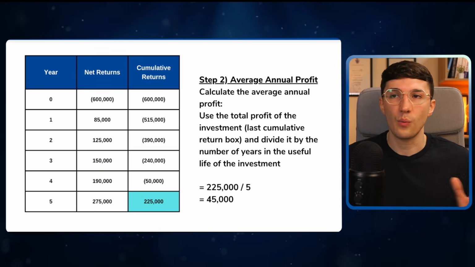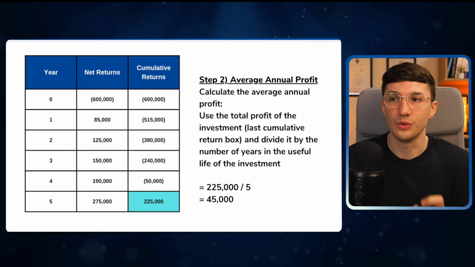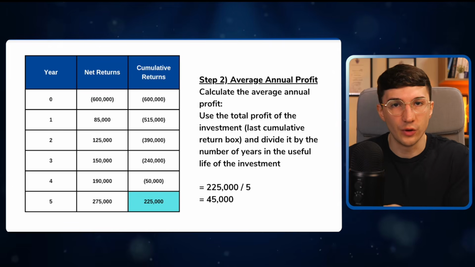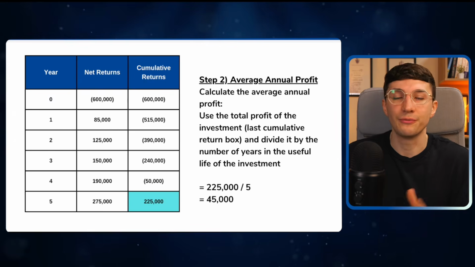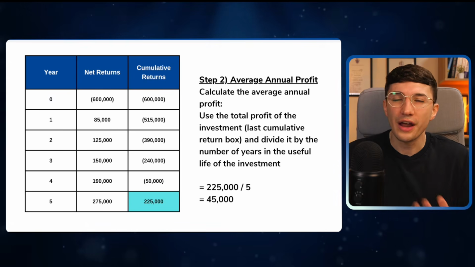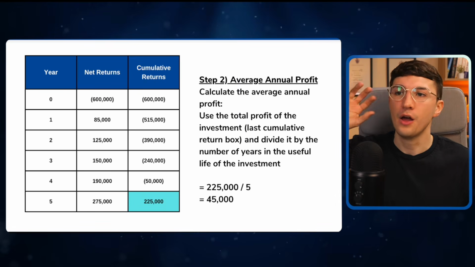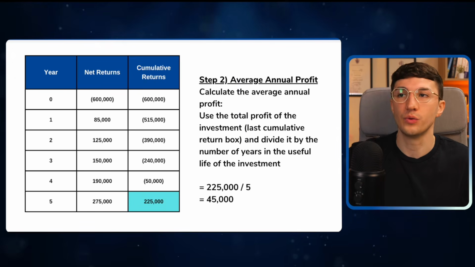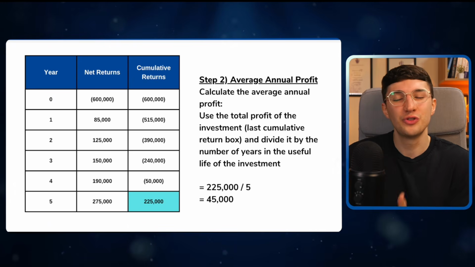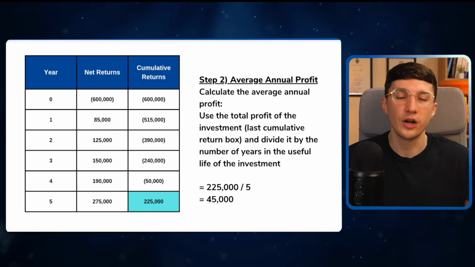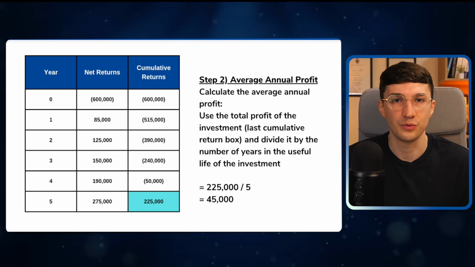Now the second step that we need to do is to calculate the average annual profit. The way we do this, we take the profit of the overall project and divide by the number of years to get the average annual profit. So on average, how much profit am I making each year? Now, as we said, the profit for this project will be the £225,000 and we've got 5 years. So we do 225,000 divide by 5 to get me an average annual profit of £45,000.